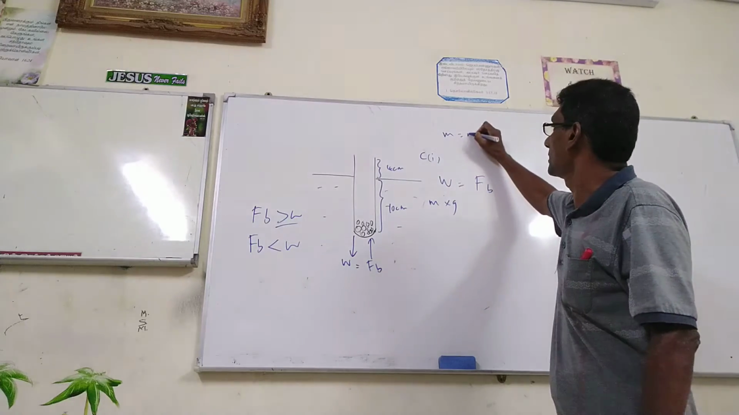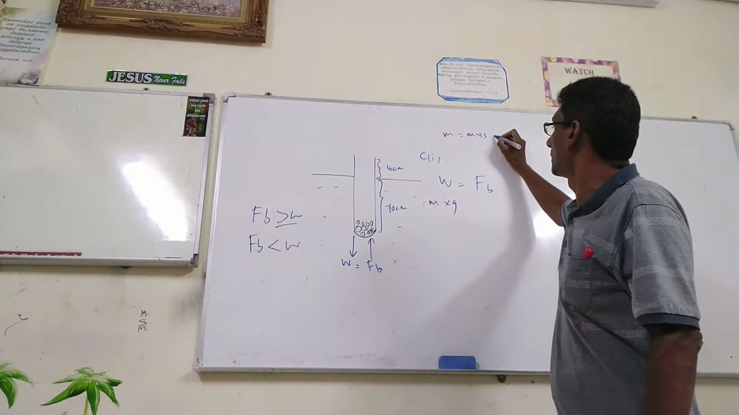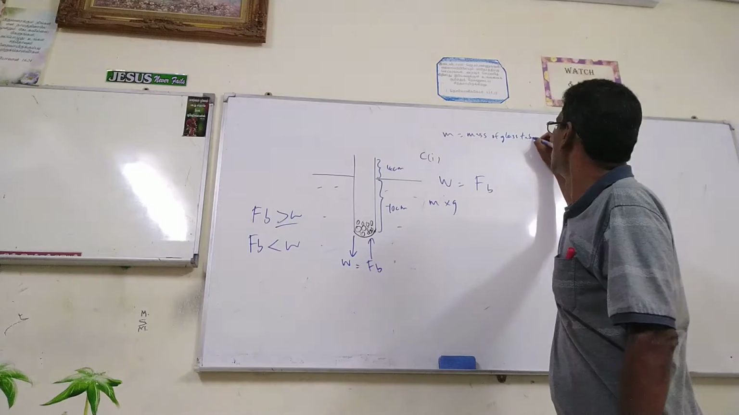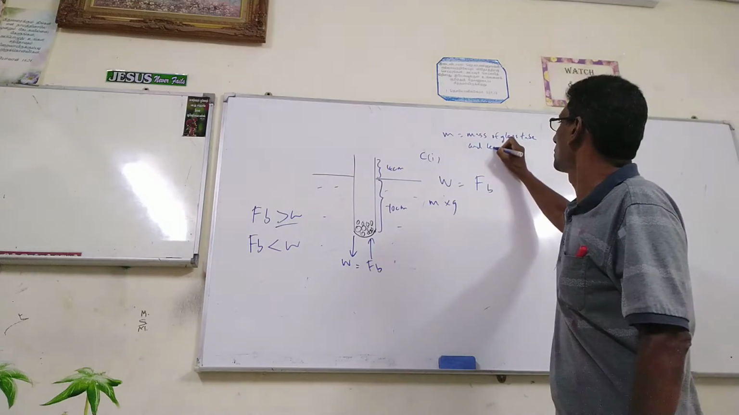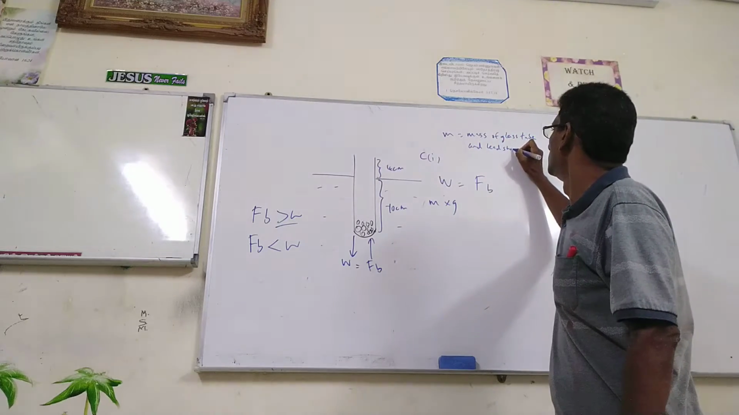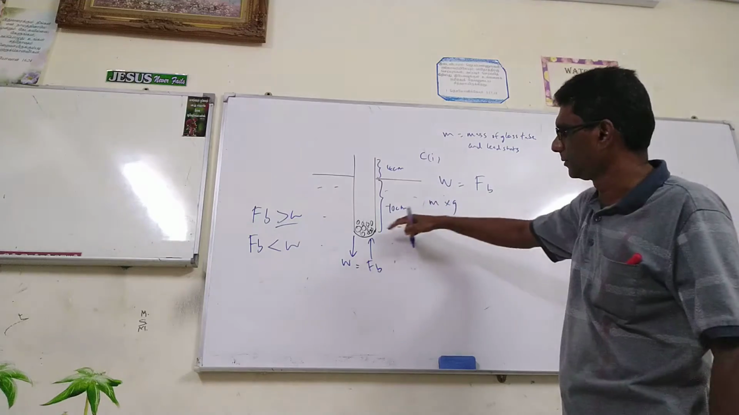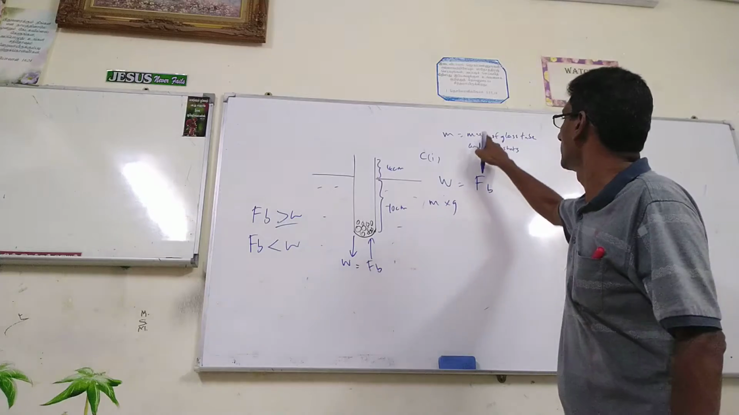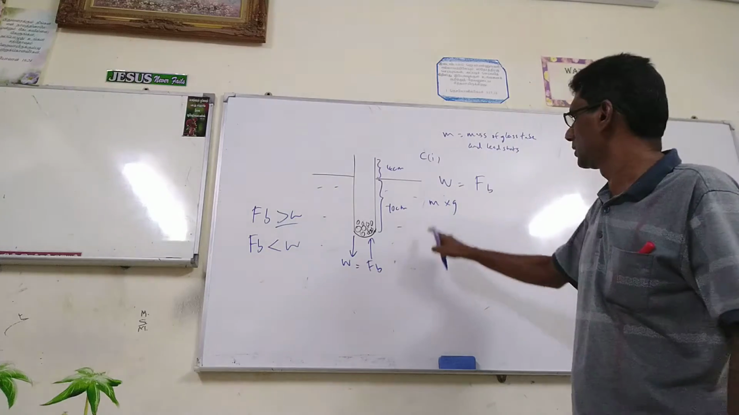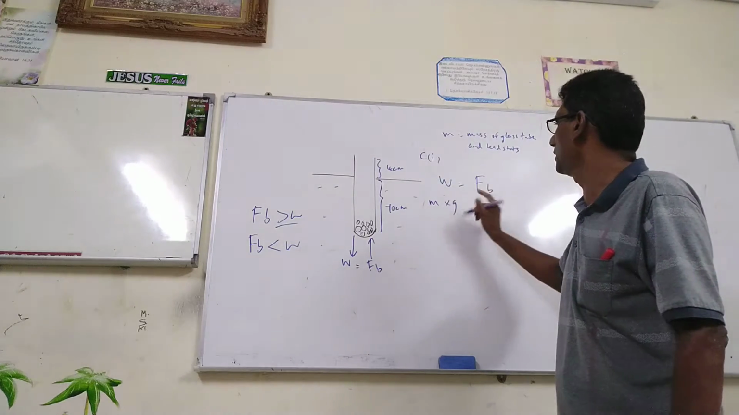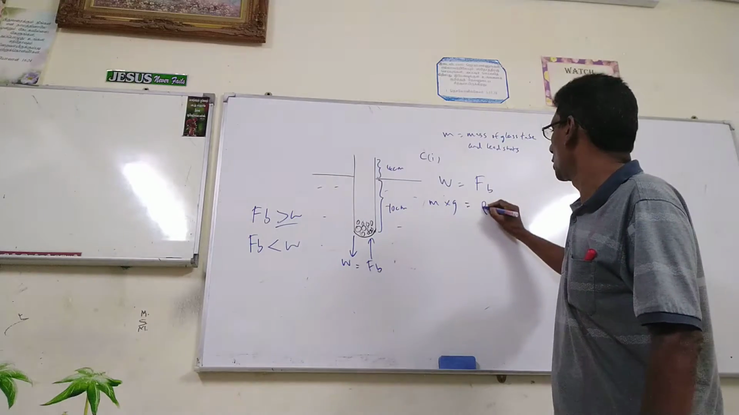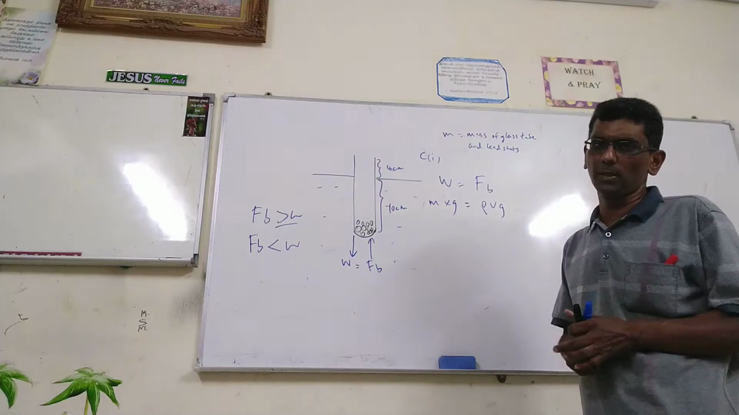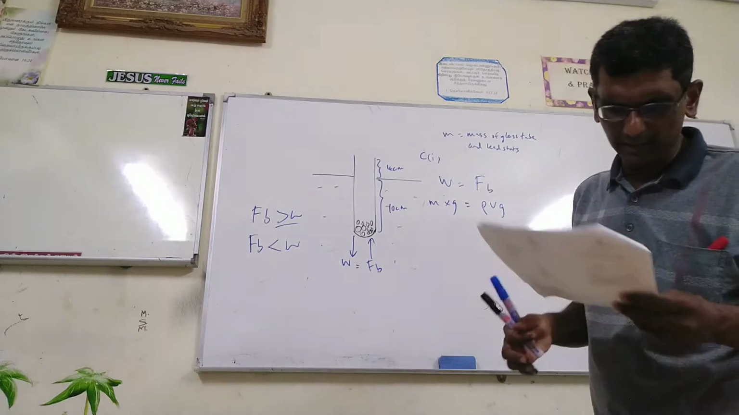This mass will be the mass of the glass tube and the lead shots together. The mass of the glass tube and the lead shots, times g, equals mg. And the buoyant force is rho V g, where rho is the density.